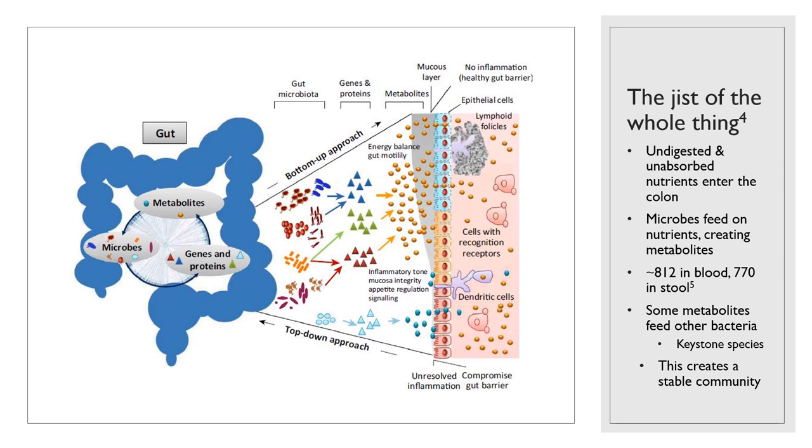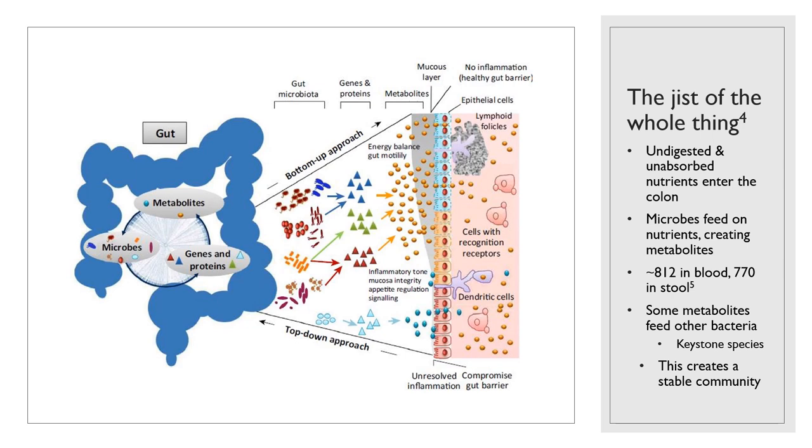So the gist of the whole thing, when we're focusing on the colon microbiome, where 95% of them reside, is that undigested and unabsorbed nutrients enter the colon. For example, fiber or polyphenols: we don't really digest fiber very well, and we don't really absorb polyphenols very well. So they enter the colon, and microbes feed on those nutrients, creating metabolites. As mentioned earlier, a recent paper found that there are around 812 metabolites from the microbiome found in our blood and 770 metabolites from our microbiome found in our stool.